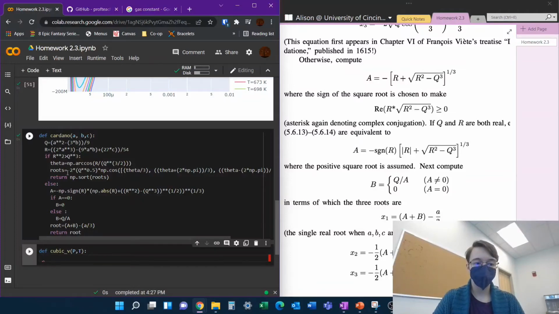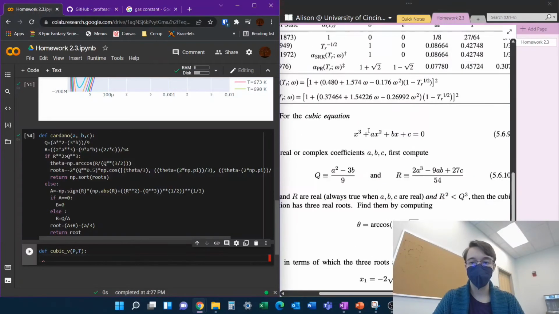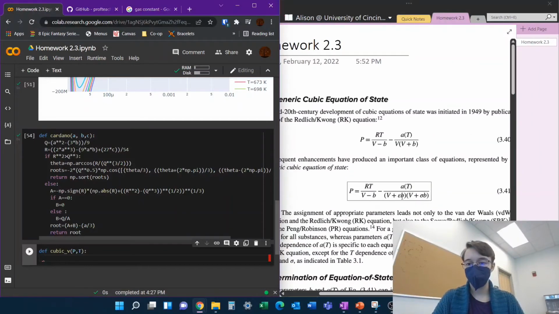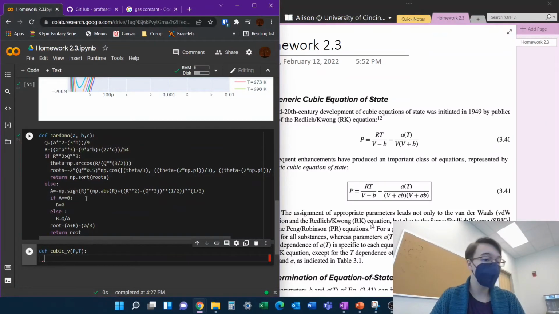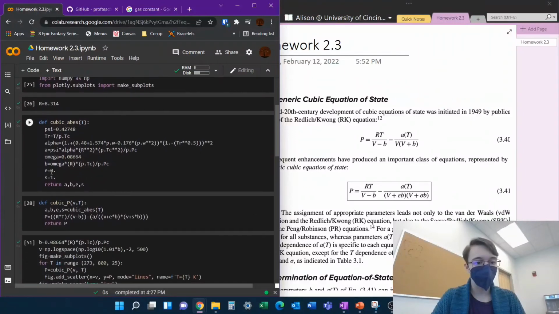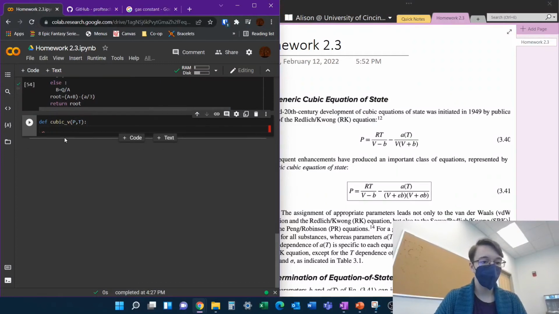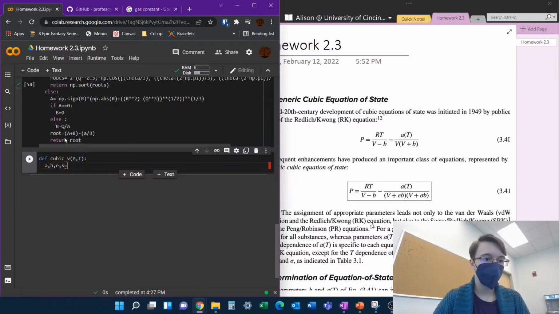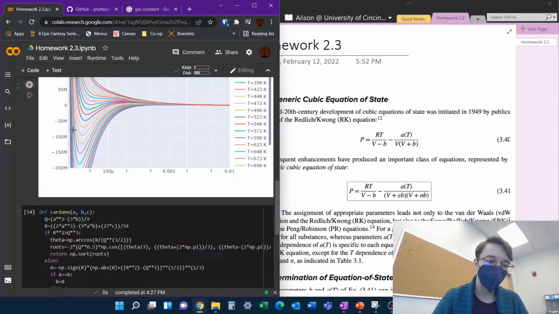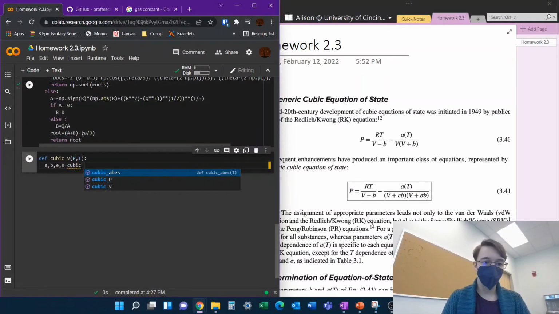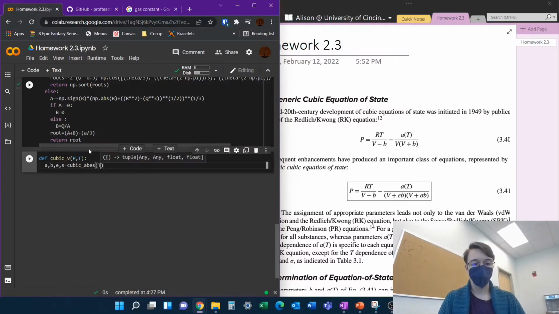Alright, so first thing we're going to need is our epsilon, A, B, and sigma values. So we made a function that did that earlier. Remember? Up here we made a cubic ABES function. So we can call that. So we're going to have A, B, E, and S equal to cubic ABES of the temperature. Alright, so now we have those in there.